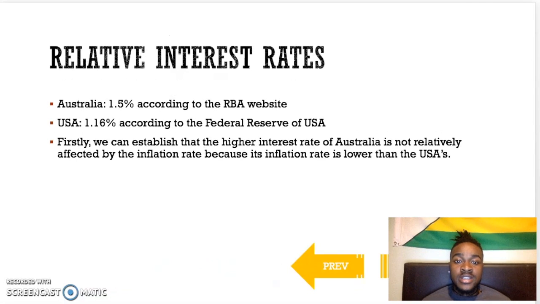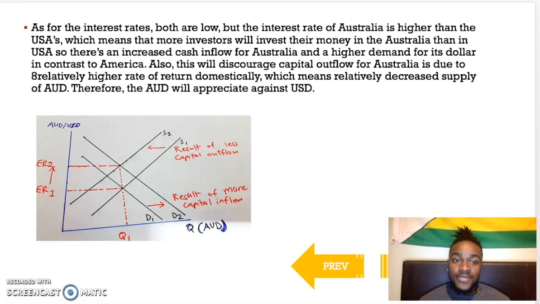Relative interest rates. The RBA website states how the Australian interest rate is at 1.5%, whilst America's, based on the Federal Reserve of USA, is at 1.16. Firstly, we can establish that the higher interest rate of Australia is not relatively affected by the inflation rate because the inflation rate is lower than that of the USA.